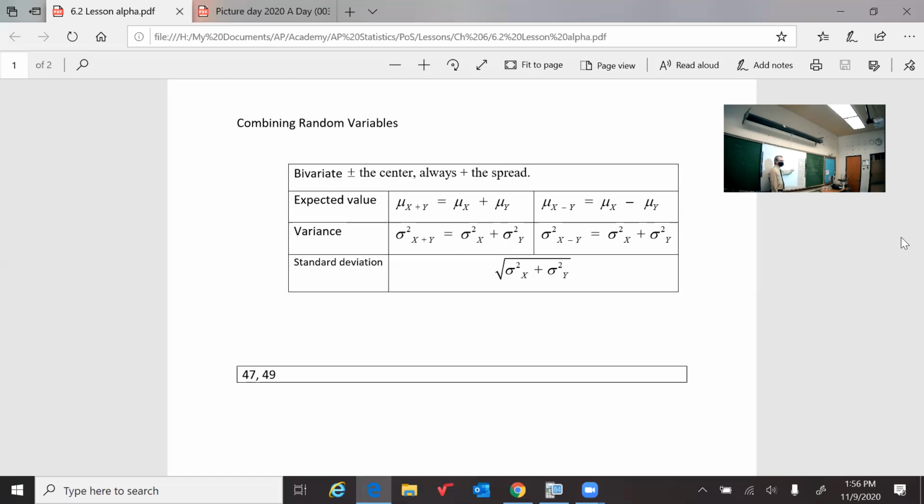You never subtract the standard deviations or the variances. You don't do it. You add the variances if you're adding the distributions. You add the variances if you're subtracting the distributions. And then the standard deviation is the square root of that sum. So you have two problems to go to, 47 and 49. I'm going to pause this.